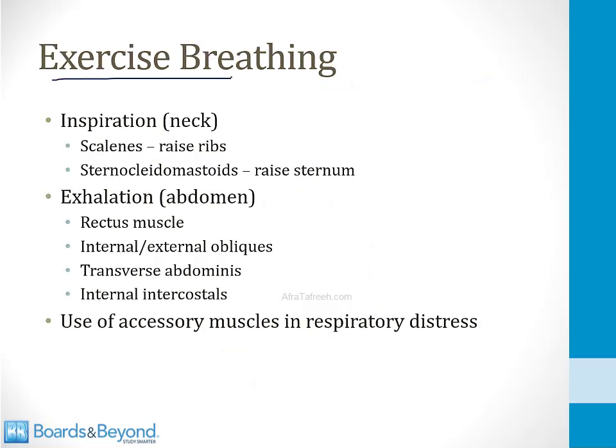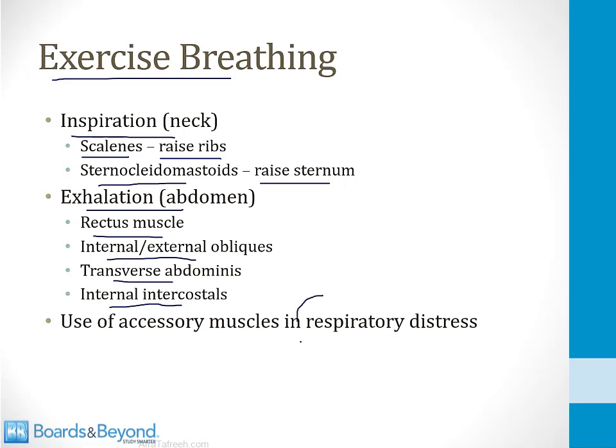When you exercise, however, you start producing lots of carbon dioxide and your lungs want to ventilate more, so they will draw in other muscles so that more air can be pulled in and blown out. Muscles that are added in during exercise include muscles in the neck. These are muscles like the scalenes, which raise the ribs, and the sternocleidomastoids, which raise the sternum. Also, muscles of the abdomen are used to make a more forceful exhalation. This includes the rectus muscle, the internal and external obliques, the transverse abdominis, and the internal intercostals.